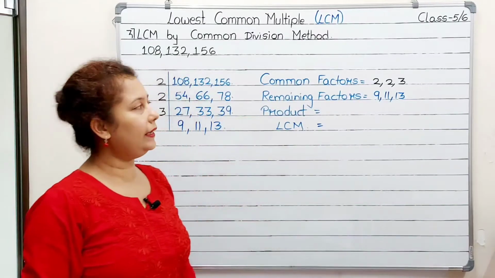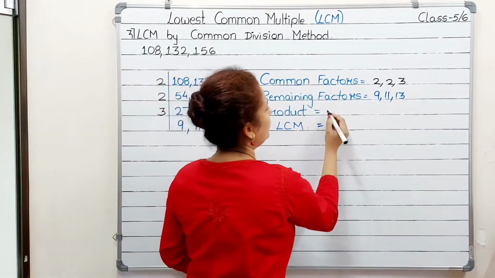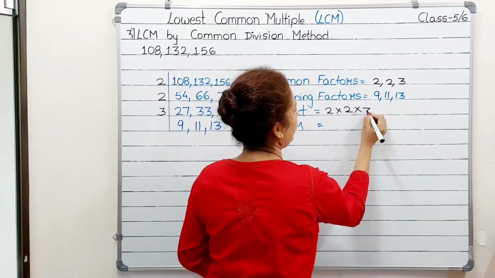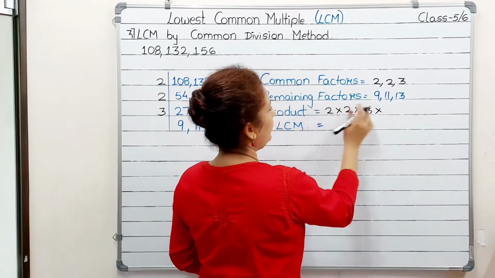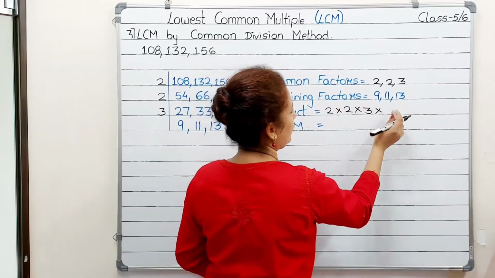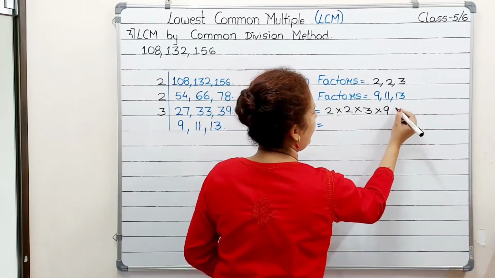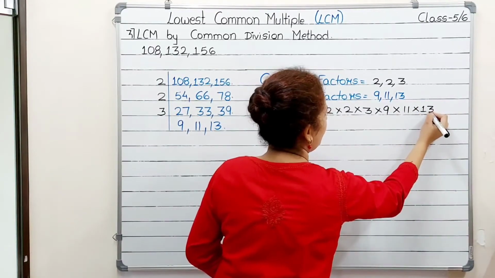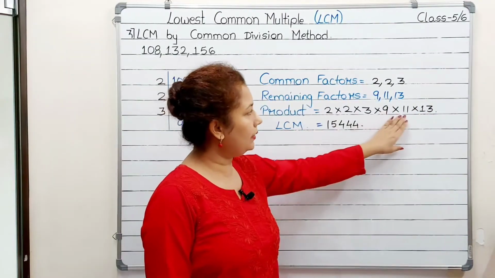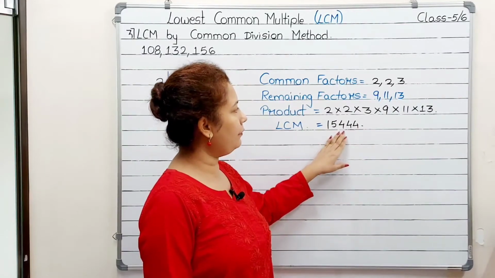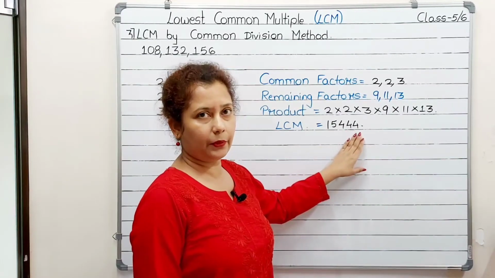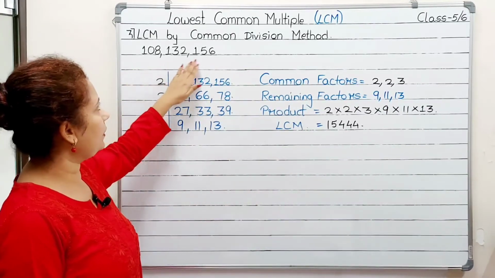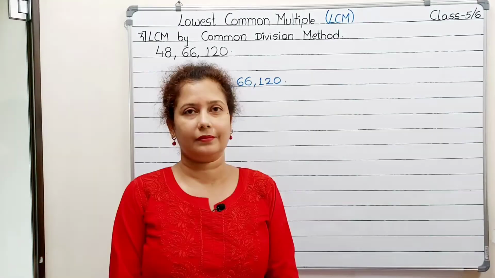Next, we will multiply the common factors, that is 2 multiplied by 2 multiplied by 3, and we will multiply the remaining factors. So, the remaining factors are 9 multiplied by 11 multiplied by 13. When we multiply all the numbers, we get 15444 as the product. So this is the LCM of 108, 132 and 156.